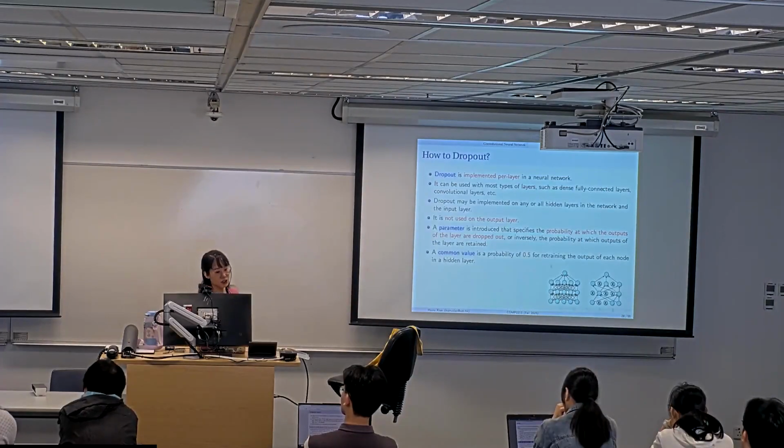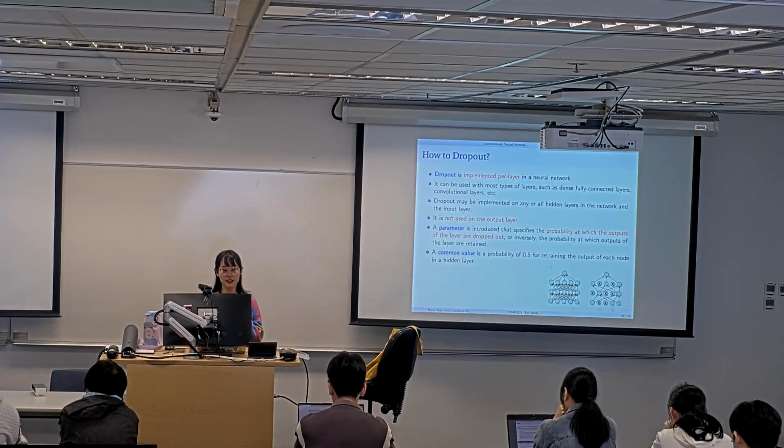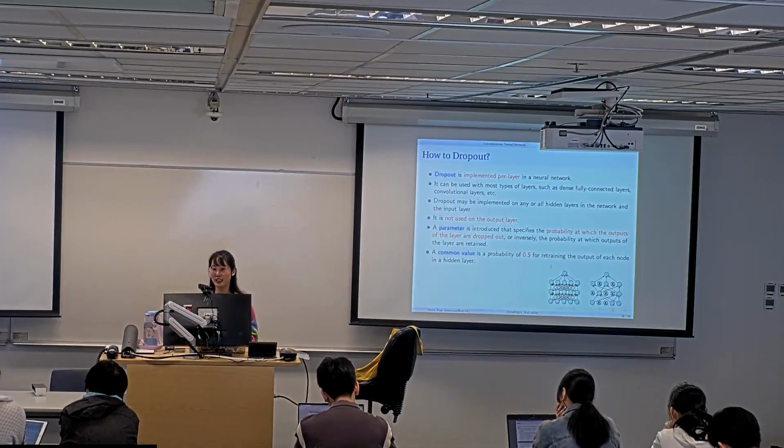Then how do we drop out? Dropout is implemented per layer in a neural network. That means you first have to already have a layer.